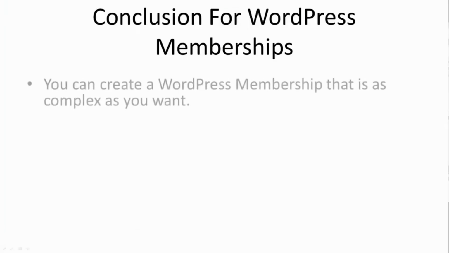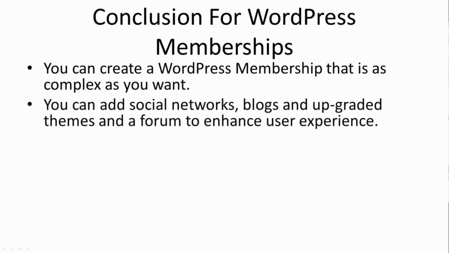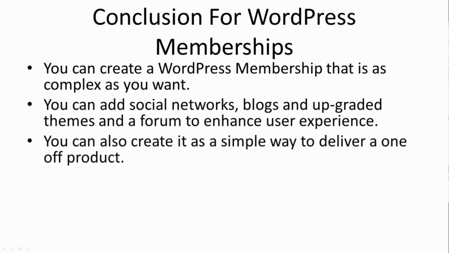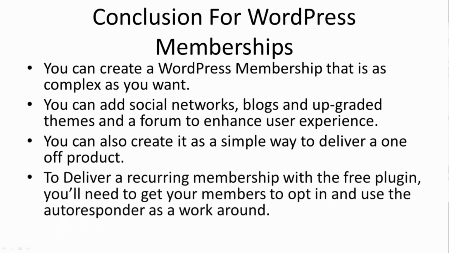In conclusion, you can create a WordPress membership that is as complex as you want or as easy as you want, and you can use JVZoo and S2 Member in order to do it. You can add social networks, blogging, and an upgraded theme, and even a forum to enhance the user's experience. You can also create it as a simple way to deliver a one-off product if you like. And of course, to deliver a recurring membership with the free plugin, you'll need to make sure to get your members to opt in so that you can use your autoresponder as a workaround.